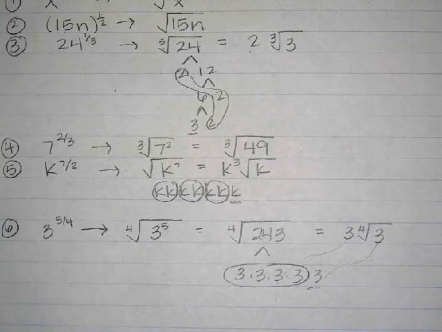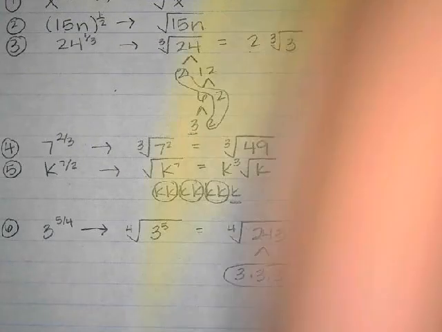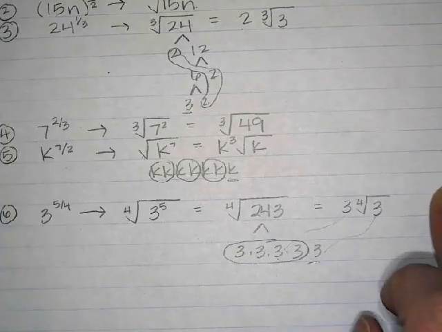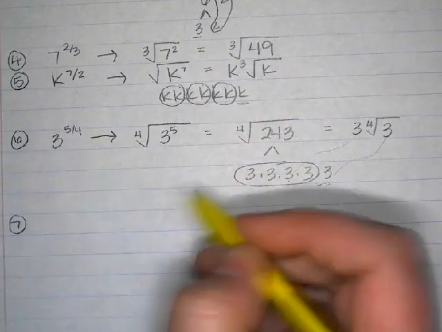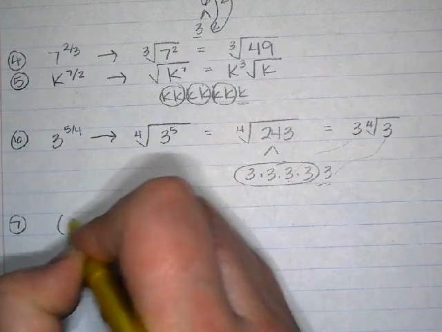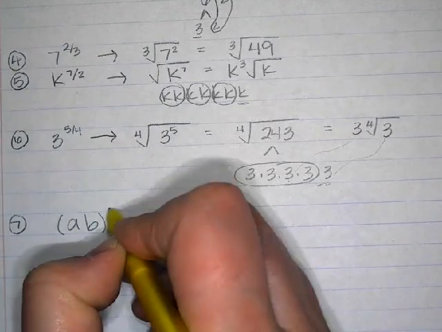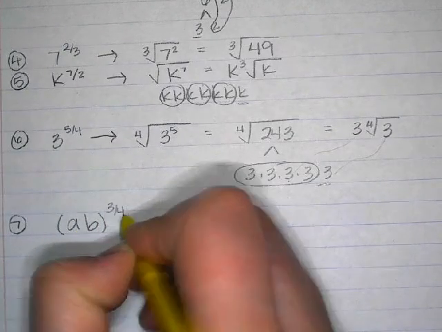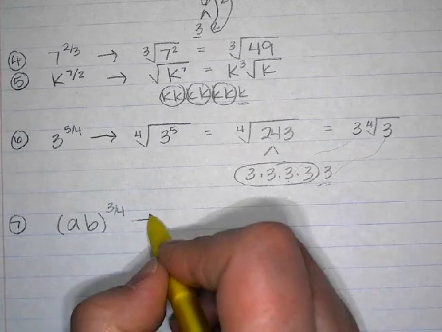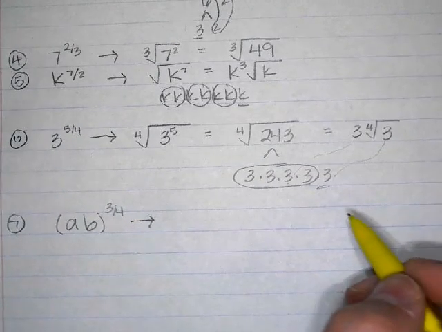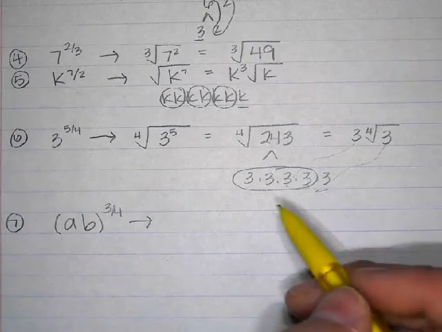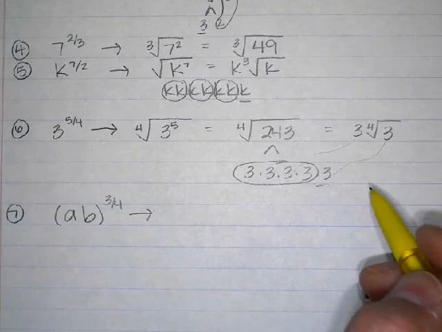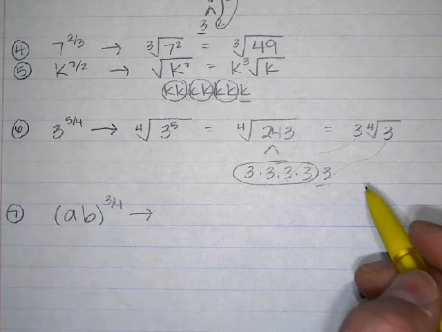Okay? Okay, we've got A and B to the 3/4. A and B to the 3/4. Okay. What type of root is that? A fourth root. Okay.